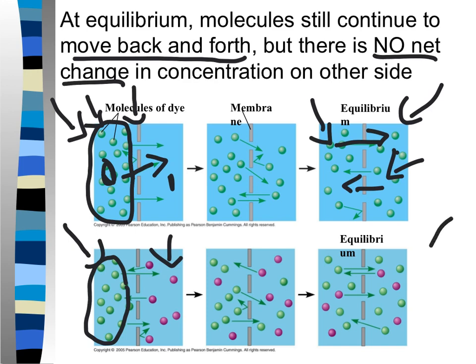And then once we've reached equilibrium, we're going to have the same concentration of molecules on both sides. We have approximately equal amounts of green on both sides and pink on both sides. And again, movement hasn't stopped here. It's just that the green molecules are equally likely to cross the membrane in both directions, and the pink molecules are equally likely to cross the membrane in both directions.